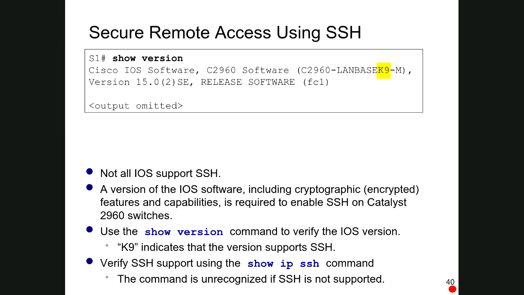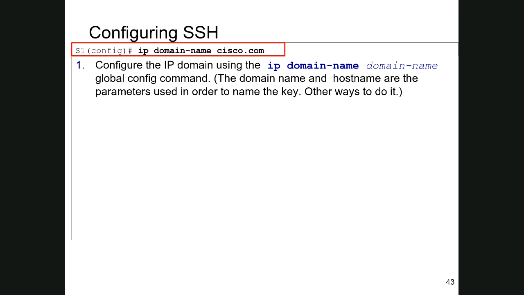If you're not sure, type show IP SSH, and if it's working, it'll show you that it works. If it says it's an unrecognized command, you've got an older device that does not support encryption. So to configure Secure Shell, we have to do this arcane command, IP domain name, and make up a domain name. You can make up any name you want to on a private network. You just use Cisco.com as an example.